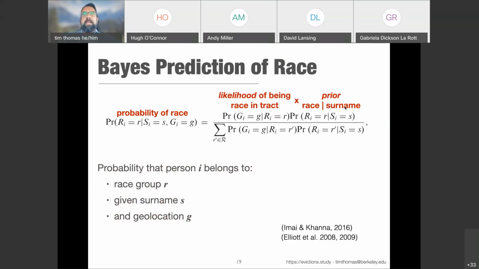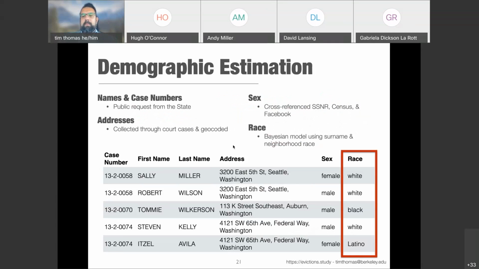So for example, the last name Jackson has a high probability of being African American. But if that Jackson is found in a white neighborhood, that reduces their probability of being African American and moves them to being more likely to be white. And then we compare that to the rest of the data that is in the data set itself. So with this Bayesian analysis, we're able to estimate the race of individuals.